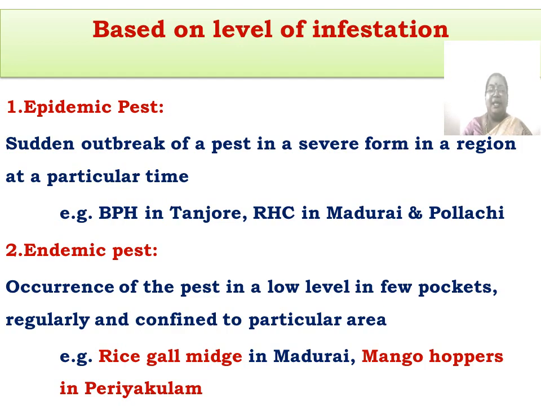Second type is endemic pest. Occurrence of the pest in a low level in few pockets regularly and confined to particular area. Rice gall midge is found only in Madurai area. Mango hoppers are found only in Periyakulam area.